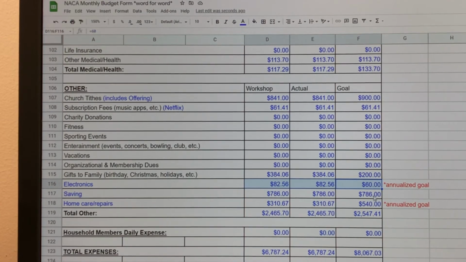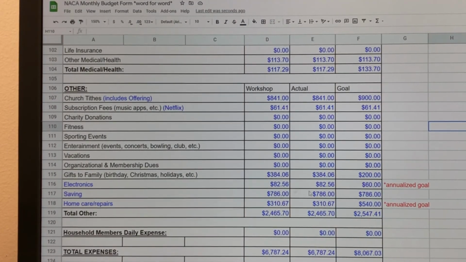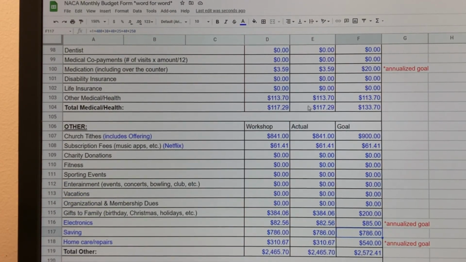The annual goal, because this is annualized, we'll just do 60, no. We will do 60 times 12 and see the goal overall was 720. And this was 85, I would say. So I'm just gonna put in an 85. And you want to make sure that when you're going through this, that the goal ends up being greater than the grand total for that category.